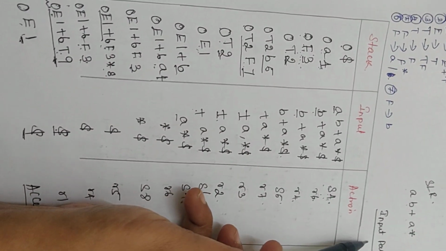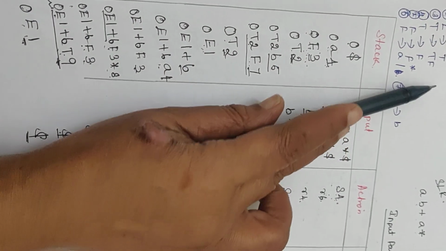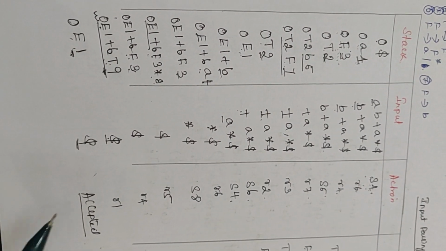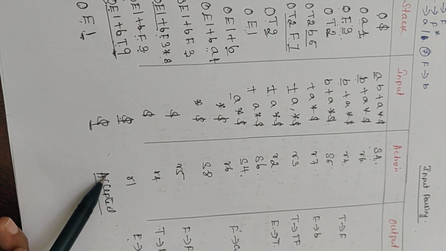So for this input, the input string under this given grammar is getting accepted over here. Okay, and we have done this input parsing based on this parsing table we have done earlier.